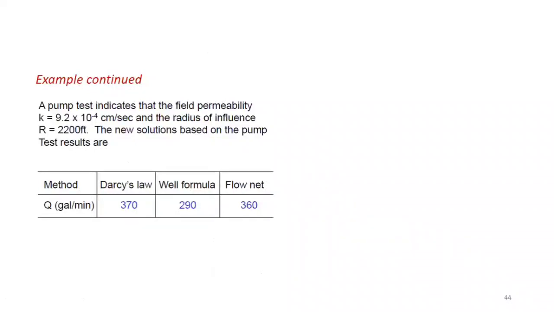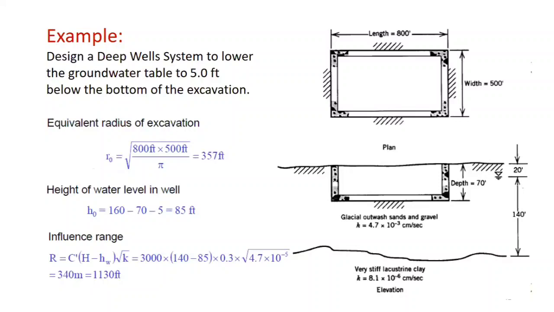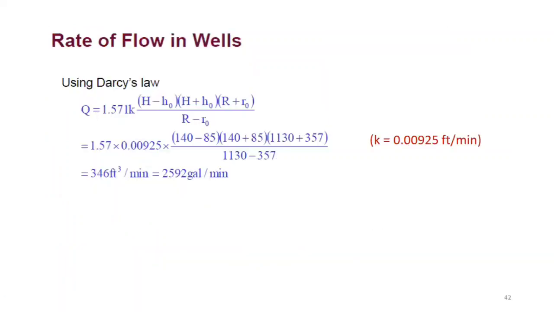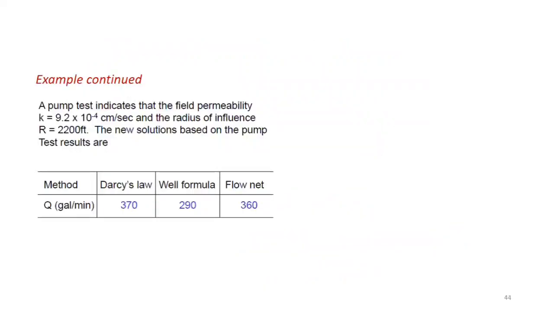Then for the same example, it is mentioned that a pump test was done, and it indicated that the field permeability is not actually 4.7 into 10 to the minus 3. So this gives you an idea that this value has been established by an empirical formulation. But later on, they did a field test, and they had some data from the field test itself, and they found that the zone of influence is also more. It's about 2,200 feet, which is more than even 1,500, and the K value is also a bit higher than what was calculated based on empirical calculations.